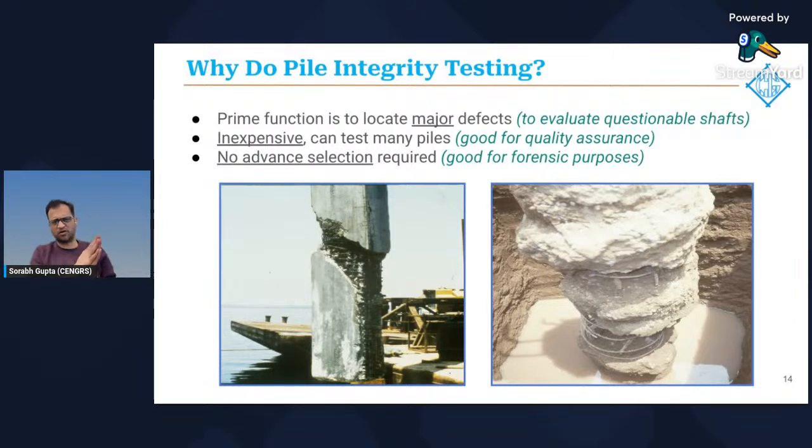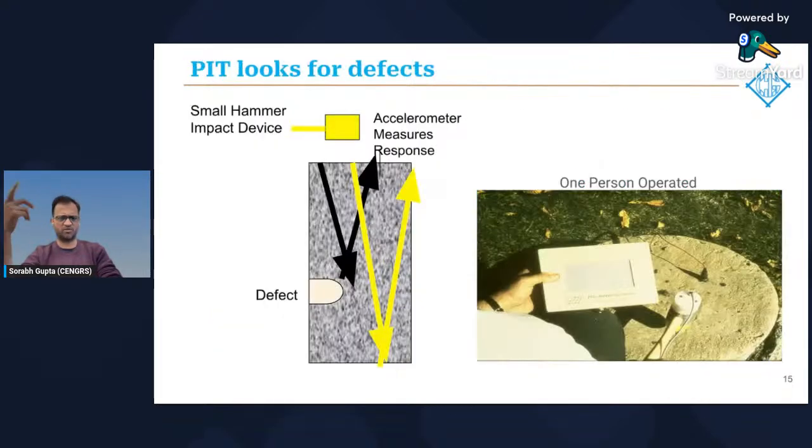Are we having issues with tremie concreting? Are we having bulging? Are we having necking? Or is there a continuity issue in the concreting? Figure out the issues at site and use that information progressively to improve and correct the construction sequence, the construction methodology being used at site, and also use the PIT results to select which of the piles should be load tested. Obviously, the worst piles should be load tested.